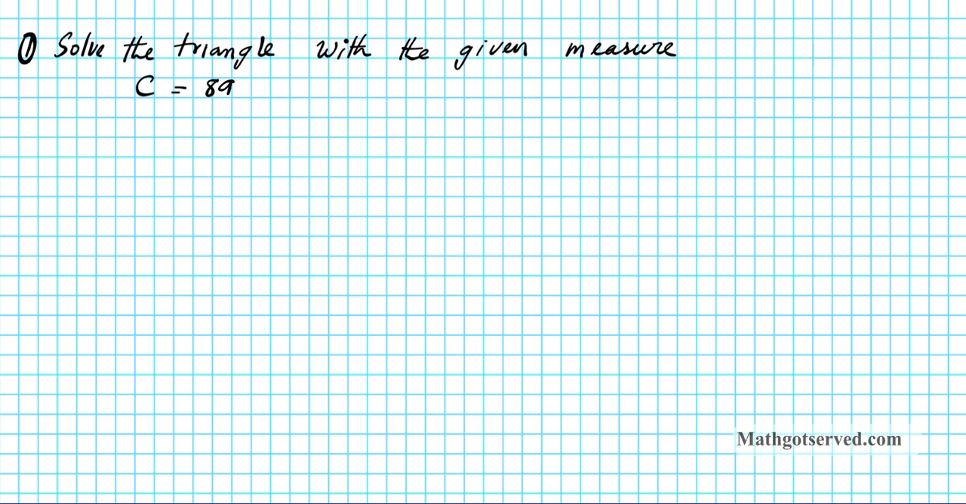So for number one, we are to solve the triangle with the given measure. And for number one, what if we have a triangle with angle C equal to 89 degrees, side A equal to 8, and side B equal to 14. Okay, so let's go ahead and draw the triangular situation representing this problem.